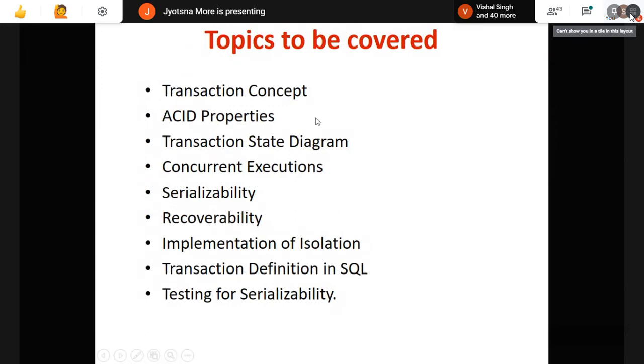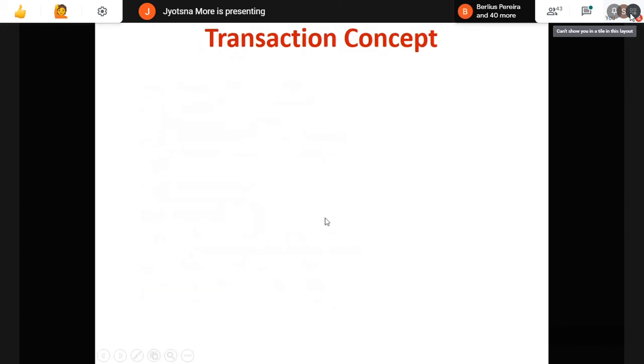You must be knowing this already, but in terms of database, we'll go through those. We'll see the state diagram. Usually the ACID properties question is asked for 10 marks. The transaction state diagram question is asked for 5 marks. Then concurrent execution, and based on this, they ask view serializability and conflict serializability, that question for 10 marks. Fine. So we'll cover all those points, don't worry.